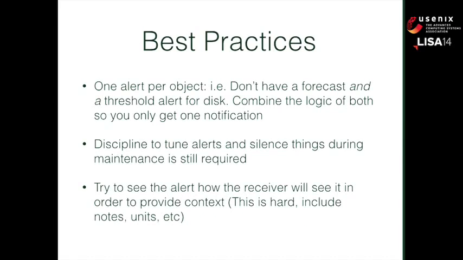A few things I've learned, though. Only try to have one alert per object. Don't do a forecast alert and a threshold alert for a disk as two separate alerts. You can use both those pieces of logic in one alert to decide whether to trigger or not, but you don't want two alerts for the same thing. You always want to try to get one alert per event.